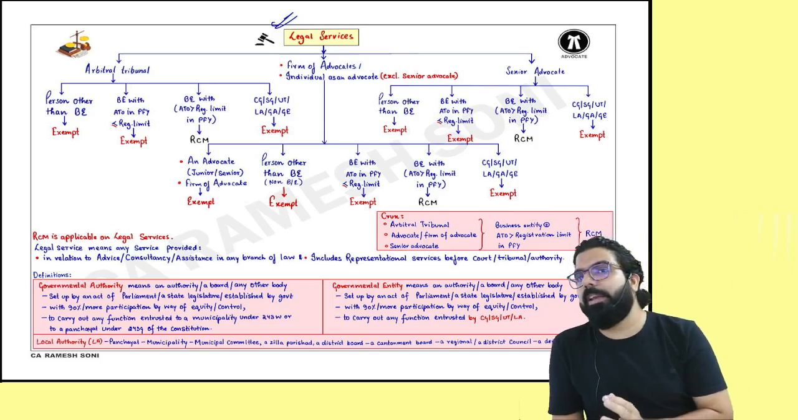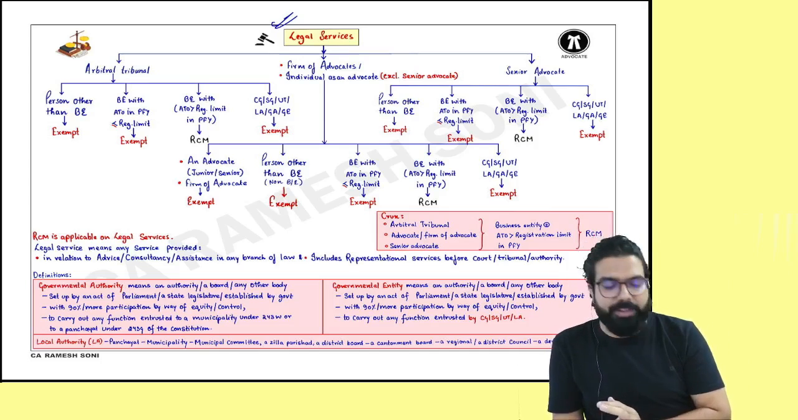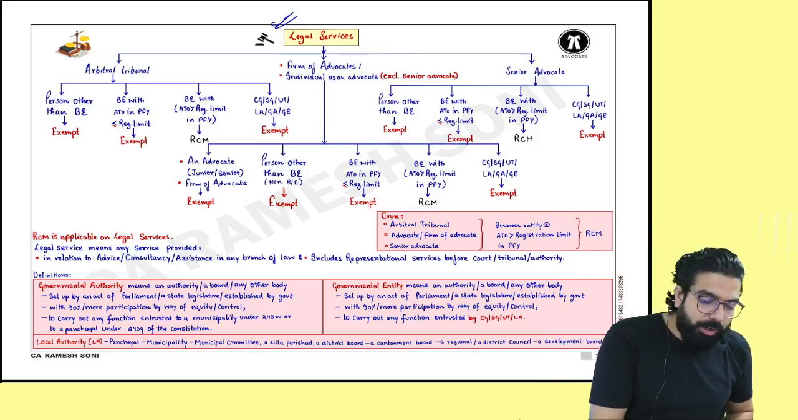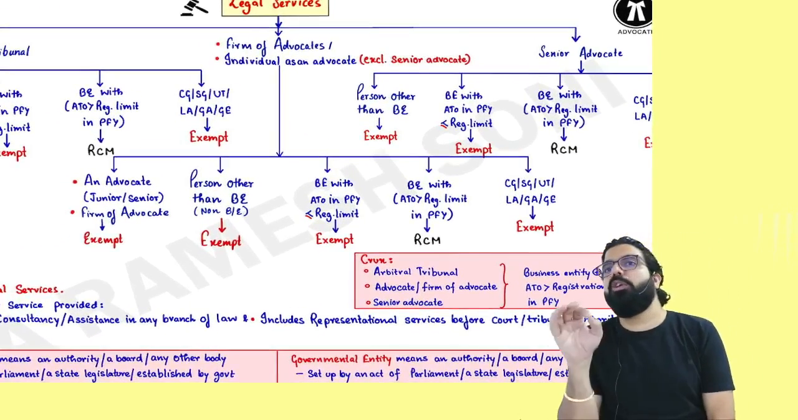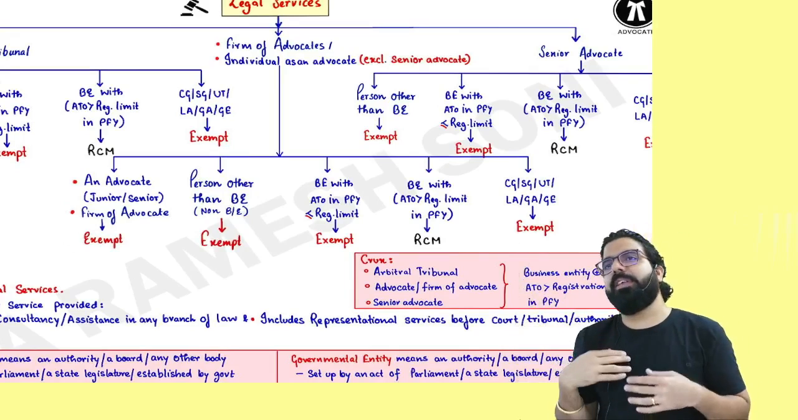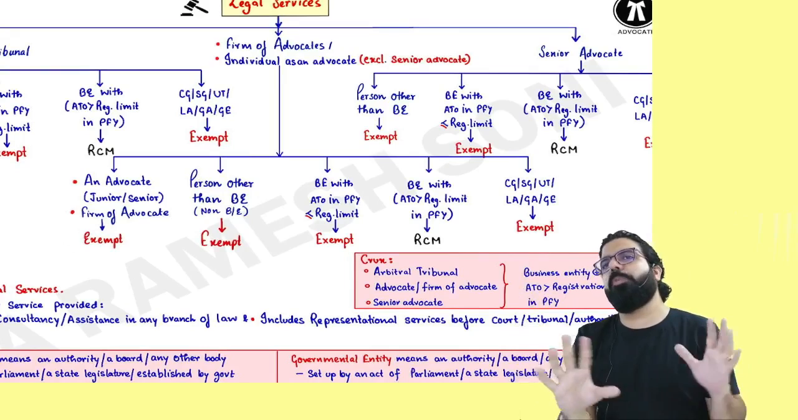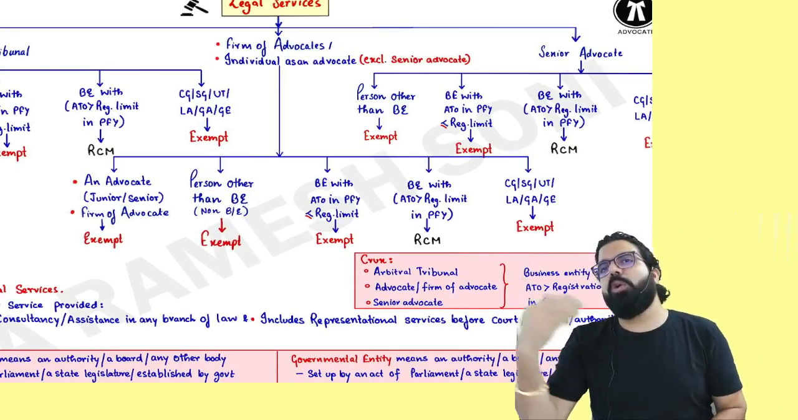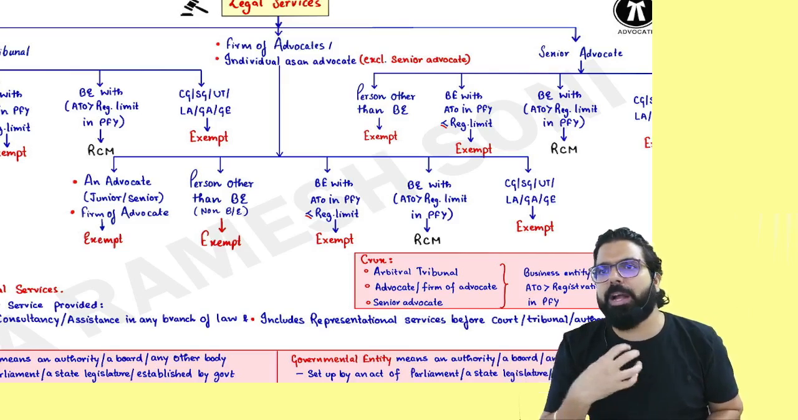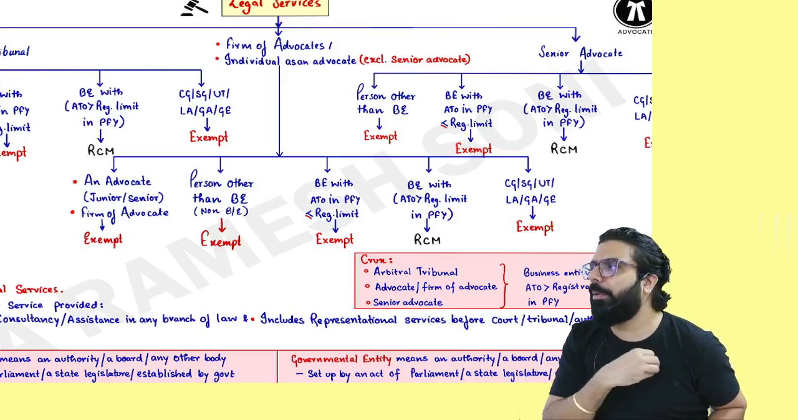Legal services means the services which are given by whom? Advocate or senior advocate. What is the government saying? Whenever advocate services are given to anyone, that person has to pay GST under RCM. Now, if I take an advocate's service and have to pay GST under RCM, I have to take compulsory registration. Don't you think it will become a headache for me?